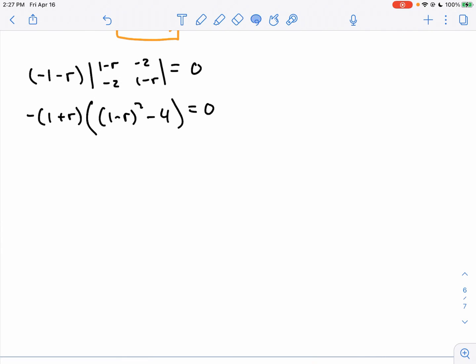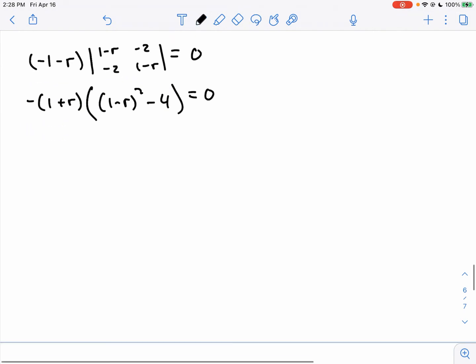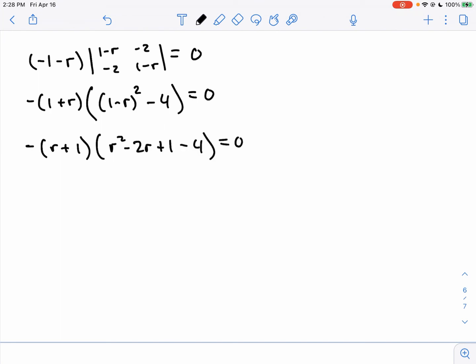Now this is already partially factored, so I only want to really expand this part here and refactor it. I don't want to distribute this part through because it's already partially factored. So let's just leave that. You can put the r first if you want, -r plus 1, and then inside these parentheses, and that is a square there, didn't look like it, but there we are, we're going to get r squared minus 2r plus 1, and then we have the minus 4 next. So this gives us r squared minus 2r minus 3.